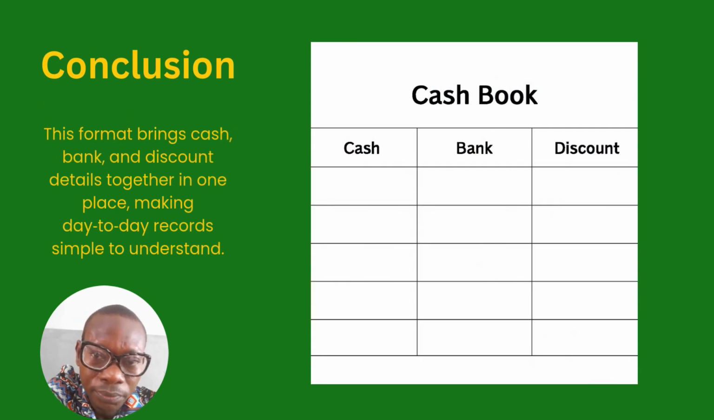In conclusion, you can view the three-column cash book format. It comprises cash, bank, and discounts. That is, these three details put together in one place, making day-to-day records easy and simple to understand.